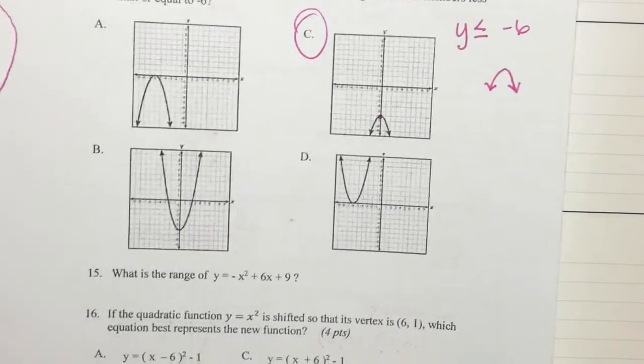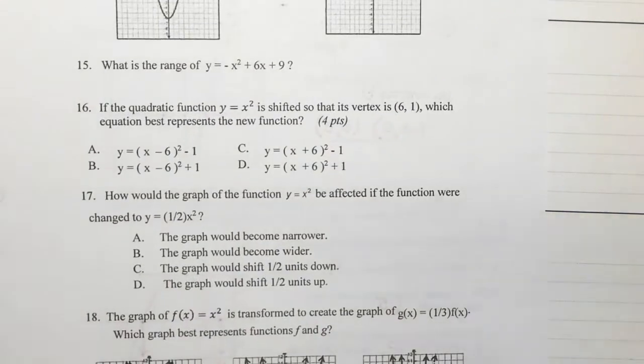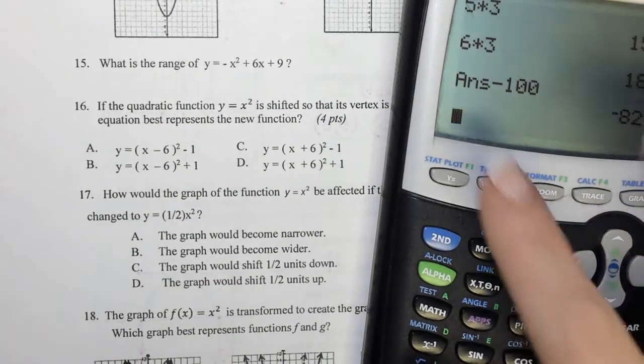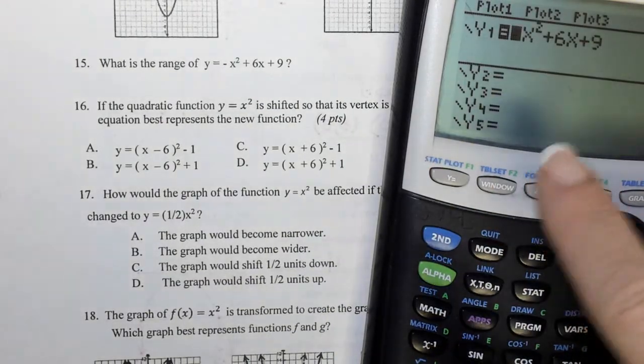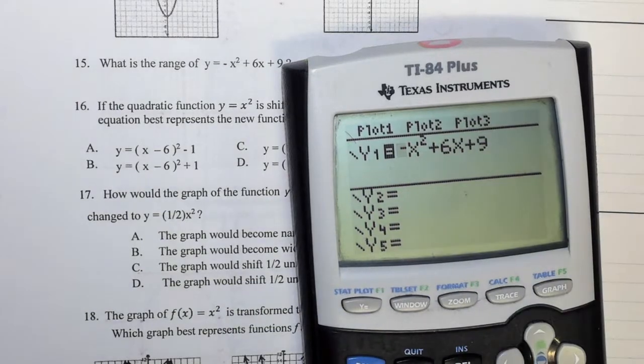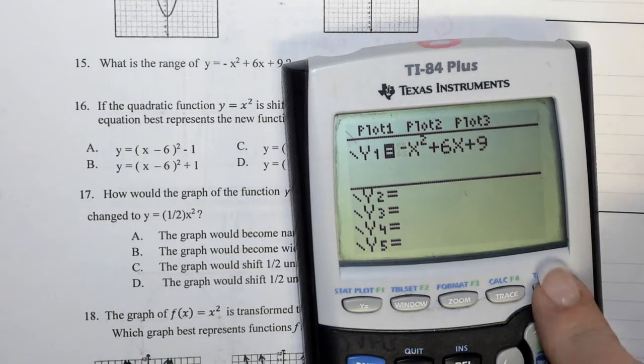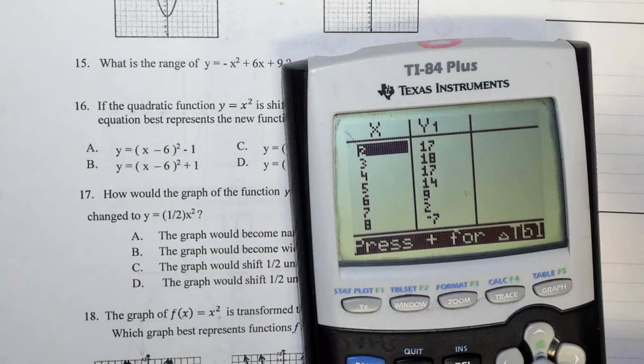And you can see it's hitting right there on the (0, -6). All right. Number 15. 15 is asking for the range of y equals -x squared plus 6x plus 9. So what I need to do is go to the calculator, into y equals, and I put in my equation, -x squared plus 6x plus 9. And then I'm going to go to the table because I want to find my vertex.